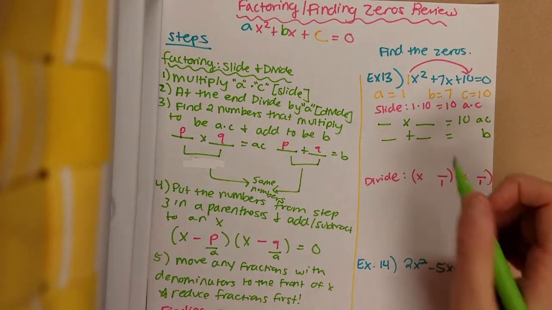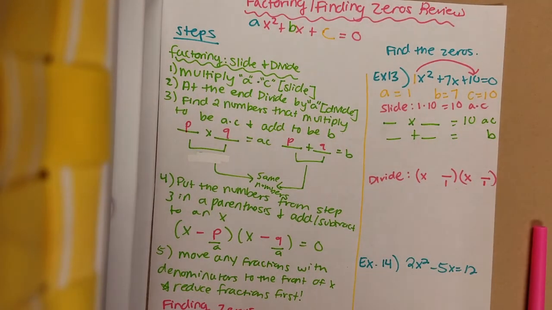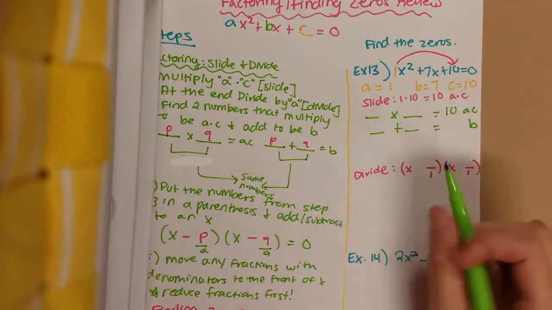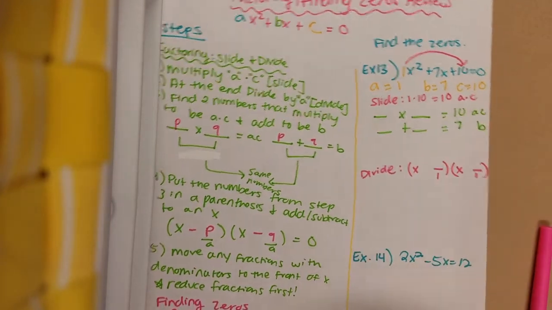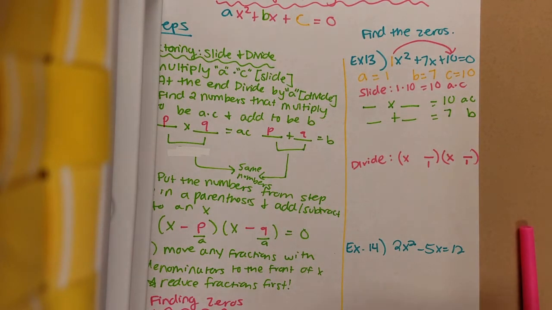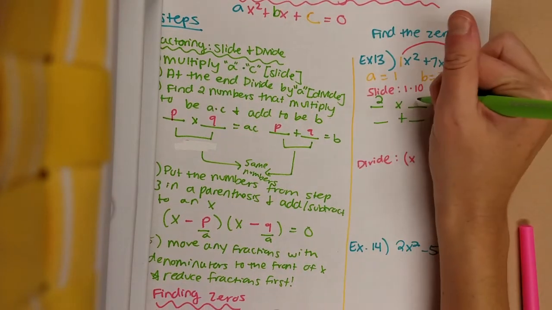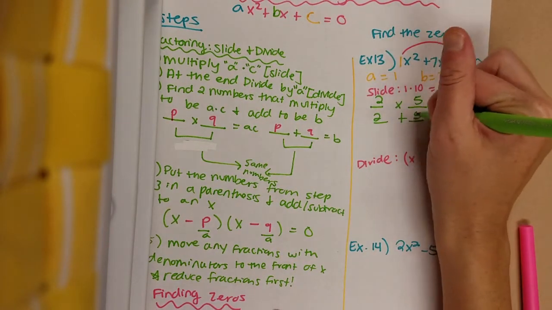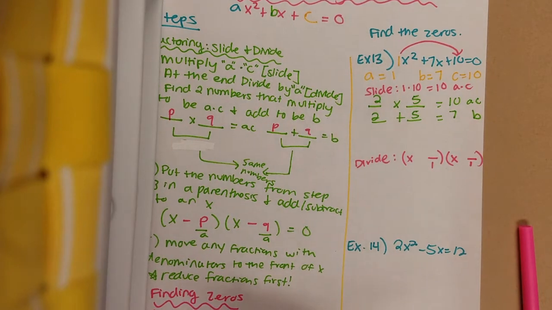Okay, so we already know the A times C because that was the slide part. The B value, which we already found, was 7. So we're trying to find 2 numbers that both multiply to be 10 and add to be 7. Holy hot dog, you guys are so smart. You already knew that those numbers are 2 and 5. These numbers multiply to be 10 and add to be 7.